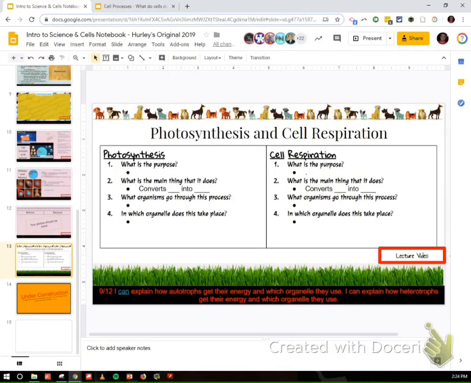All right, so we're going to do a review. We're going to talk about photosynthesis and cell respiration. You should have copied this slide. This slide is number 13 in my notebook, and it needs to be number 13 in your notebook.